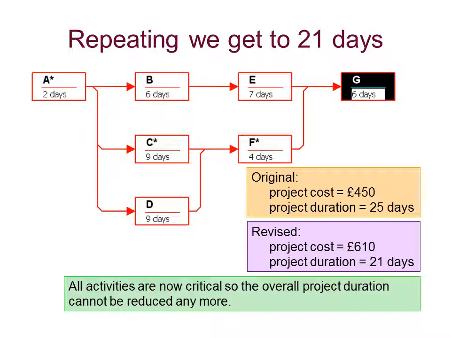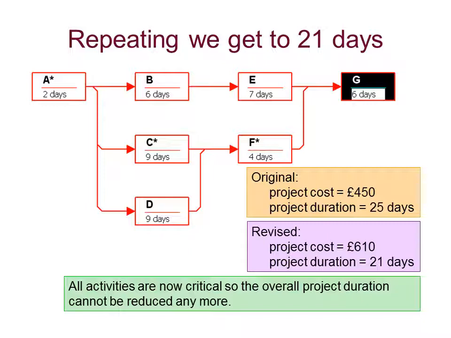D, you can see, can actually, in the redrawn network, be reduced down to 9 days in total. F will be crashed down to 4 days. C can be crashed down to 9 days. D and E will be 6 and 7 days respectively. And if we do this process over and over again, what we'll get down to is a duration of 21 days. So 4 days quicker than the original duration, but at a cost of £610 compared with £450. What we've also done is make every activity critical.